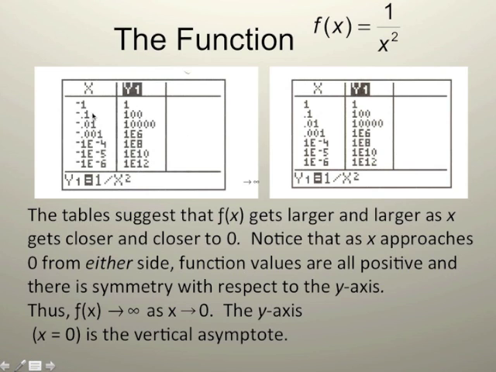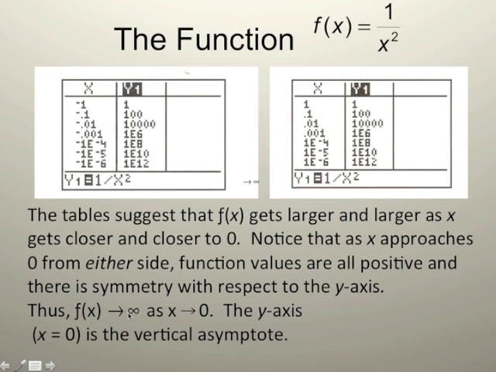And we find out that as x is going closer and closer to 0 from the negative side, the y values keep getting larger and larger. And as x is going closer and closer to 0 from the positive side, the y values are continuing to get larger. So the y values get larger and larger as x gets closer and closer to 0. And from either side, it's all positive. There is symmetry for the y-axis.